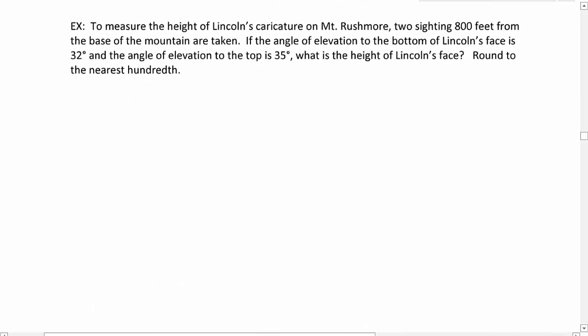To measure the height of Lincoln's caricature on Mount Rushmore, two sightings 800 feet from the base of the mountain are taken. If the angle of elevation to the bottom of Lincoln's face is 32 degrees and the angle of elevation to the top is 35 degrees, what is the height of Lincoln's face? We'll round to the nearest hundredth. So the first thing I'm going to do is start with a diagram. So I'm going to draw Lincoln's face.